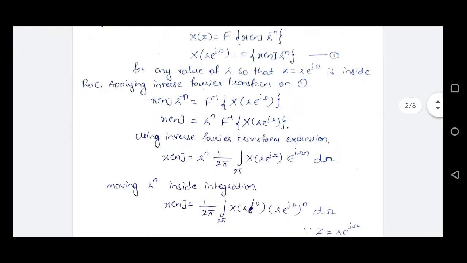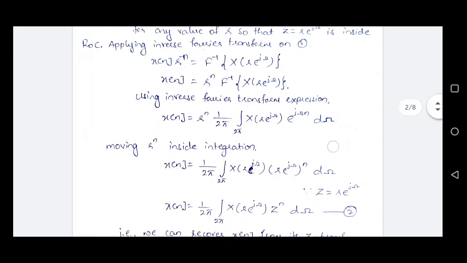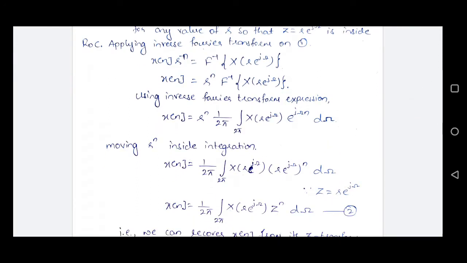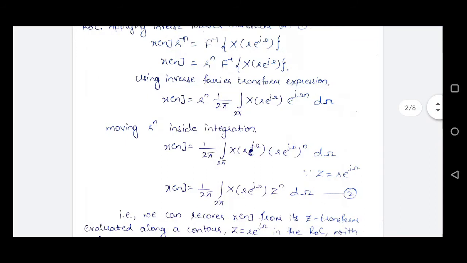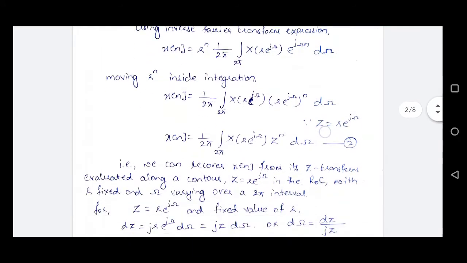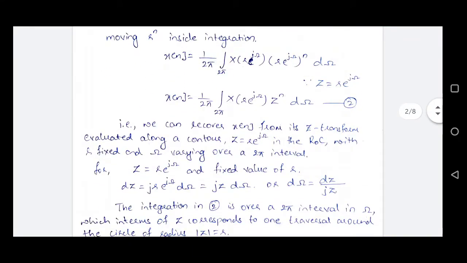Now using the inverse Fourier transform expression, x of n will be equal to the right hand side. We can write it as r to the power n times 1 by 2 pi, integration over 2 pi, X of r e to the power j omega multiplied by e to the power j omega n, integration with respect to omega. Now combining r to the power n with the exponential e to the power j omega n, the integral can be rewritten as 1 divided by 2 pi, integral over 2 pi, X of r e to the power j omega multiplied by r e to the power j omega to the power n.